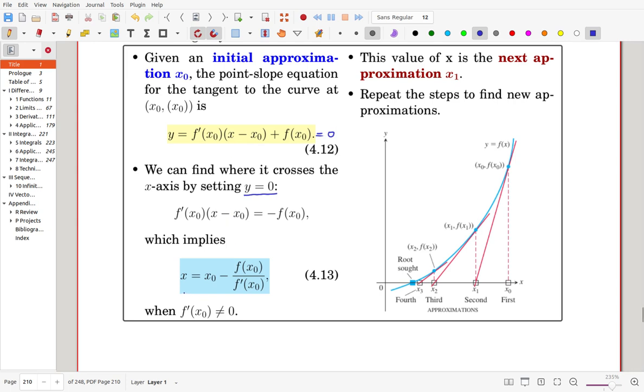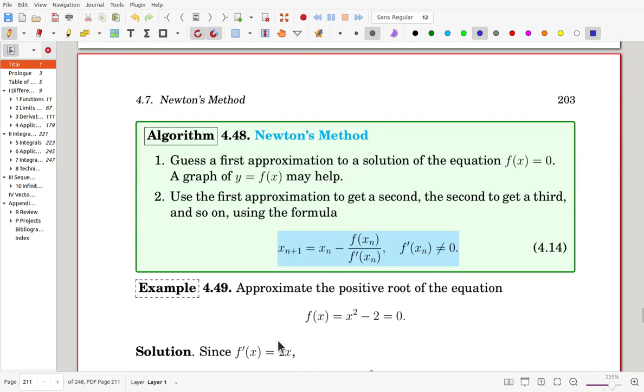Then we can recheck that one. Algebraically, you can do it quite easily. When f prime x0 is non-zero, then this is well defined, so that value will become now x1. Okay, so that is the updated next approximation. We repeat this step to find new approximations, better approximations. So here we formulate Newton's method.